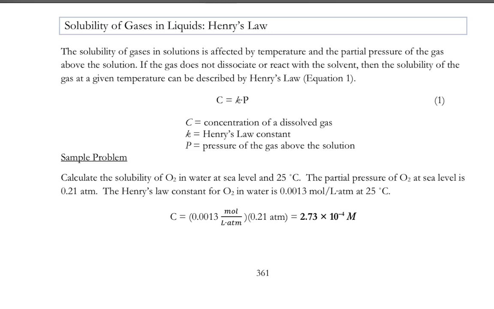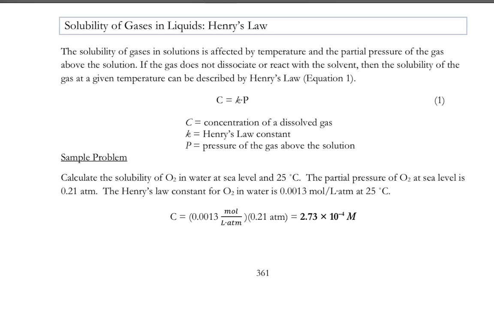So this is how there is oxygen in water for the aquatic life, the plant life, animal life in the water. The partial pressure of O2 at sea level is 0.21 atmospheres. The Henry's law constant for O2 in water is 0.0013 moles per liter atmosphere at 25 degrees Celsius.